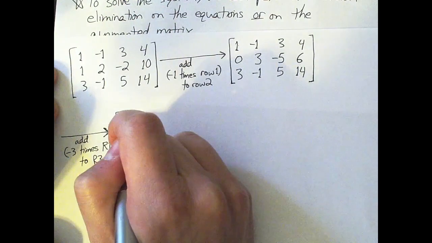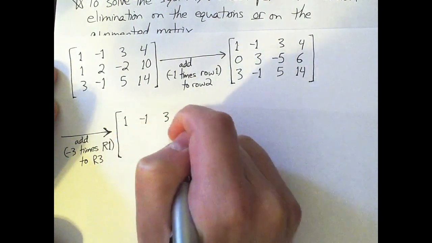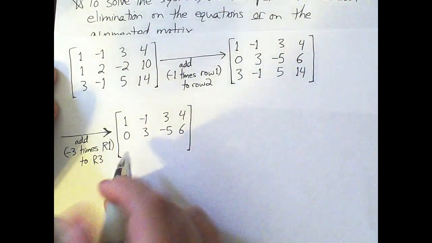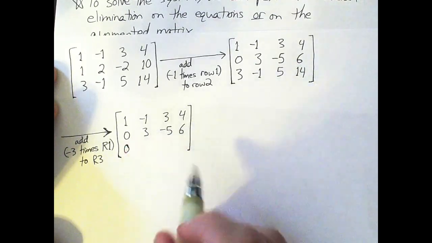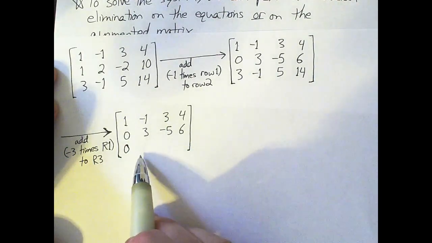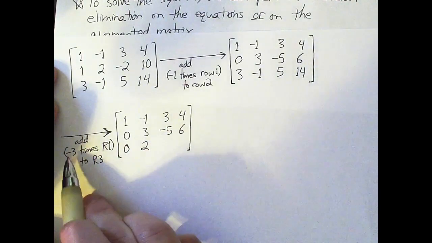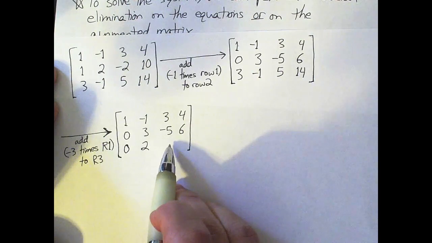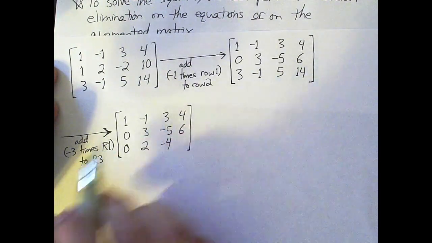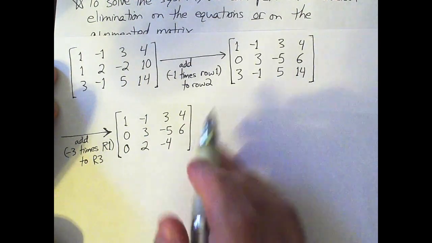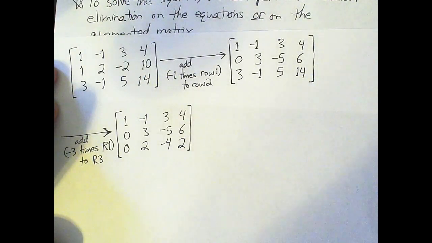So row 1 and 2 are not changing, so let's just copy them down. And we get a 0 here. That's what we wanted. What happens to the rest of it? So -3 times -1 is +3. It gets added to the -1 that was here and becomes 2. -3 times 3 is -9. It gets added to the 5 that was here to get me -4. -3 times 4 is -12. It gets added to the 14 that was here to get me 2. And we're almost in triangular form.